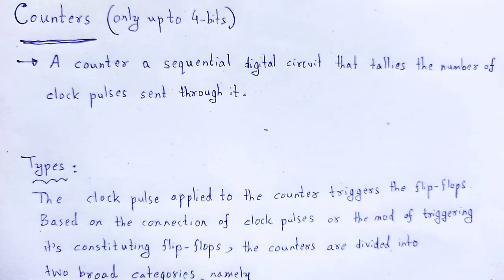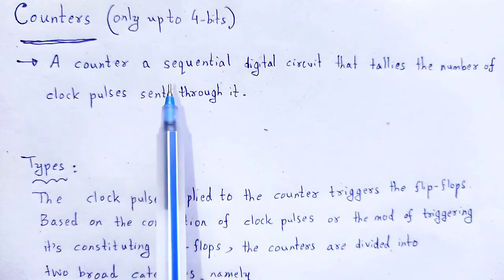Digital clock alarm. We use it to wake up in the early morning. In that digital clock alarm, an electronic circuit is used. That electronic circuit counts the clock pulses for the alarm, and this counting circuit is known as a counter. As the name indicates, it counts.